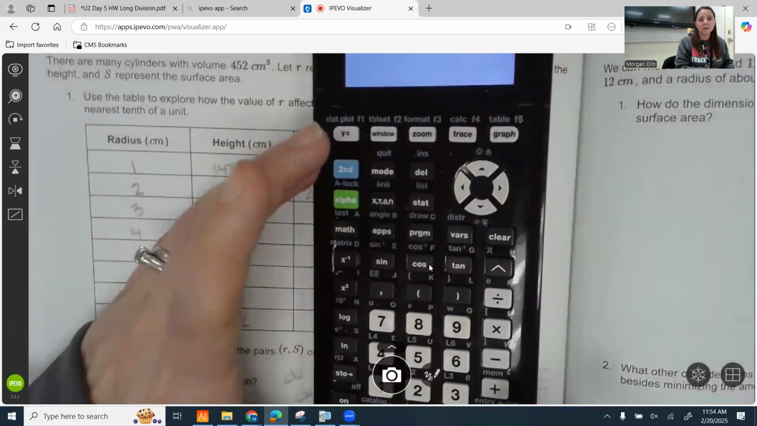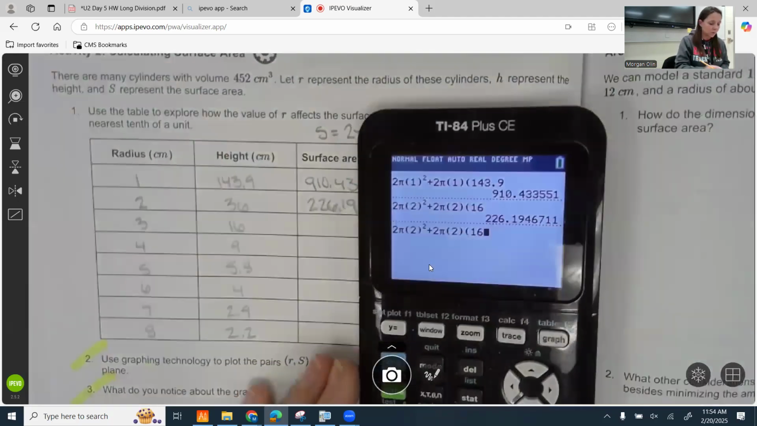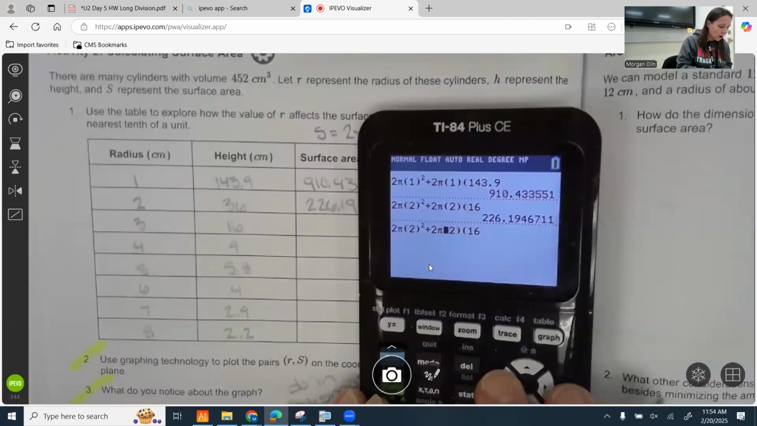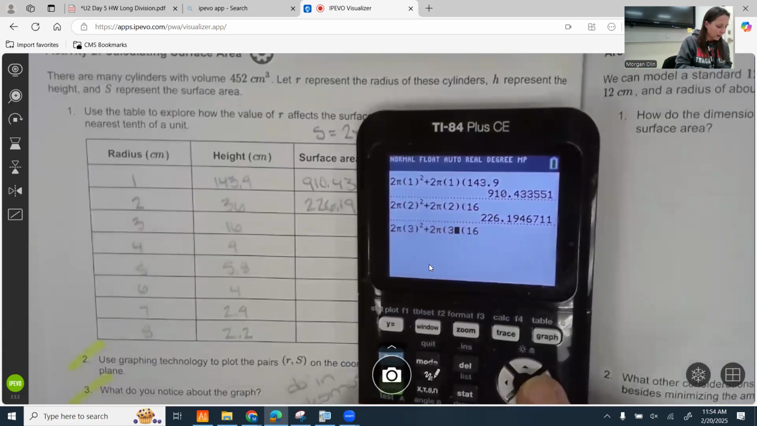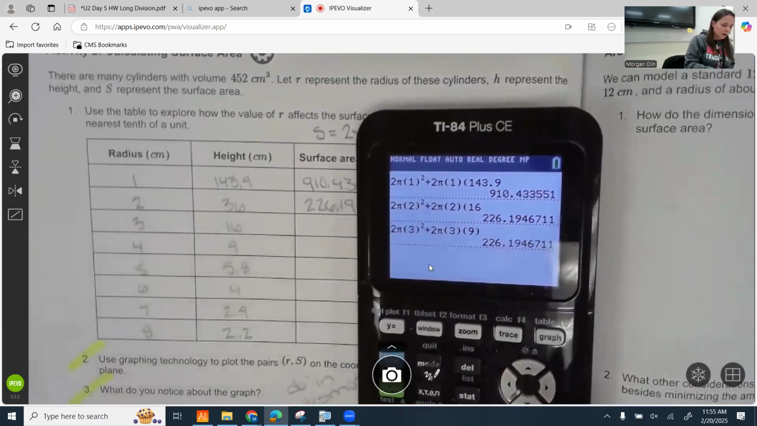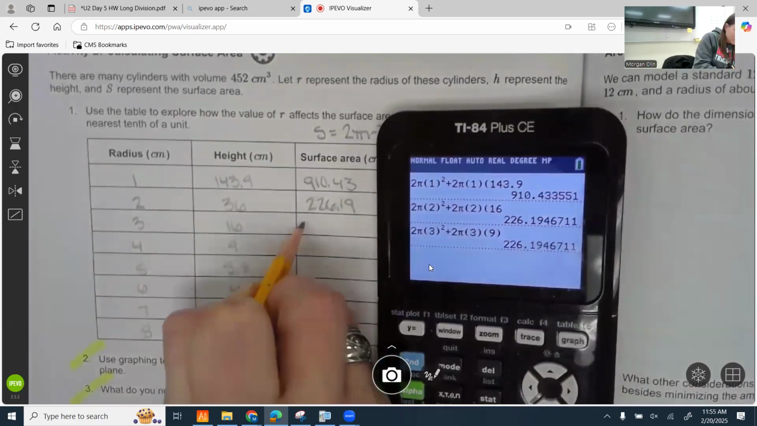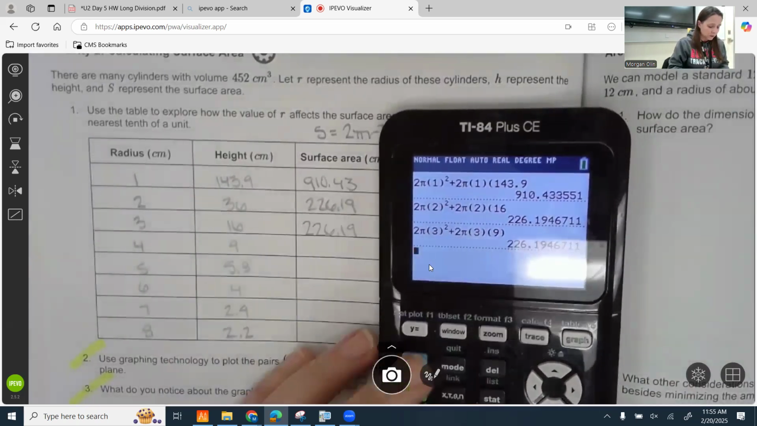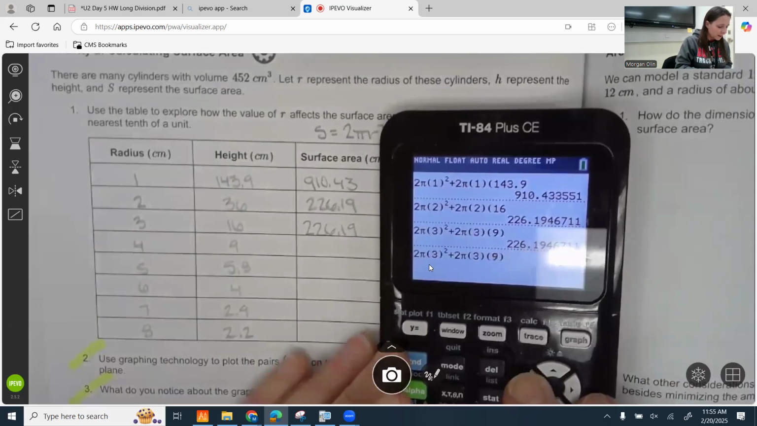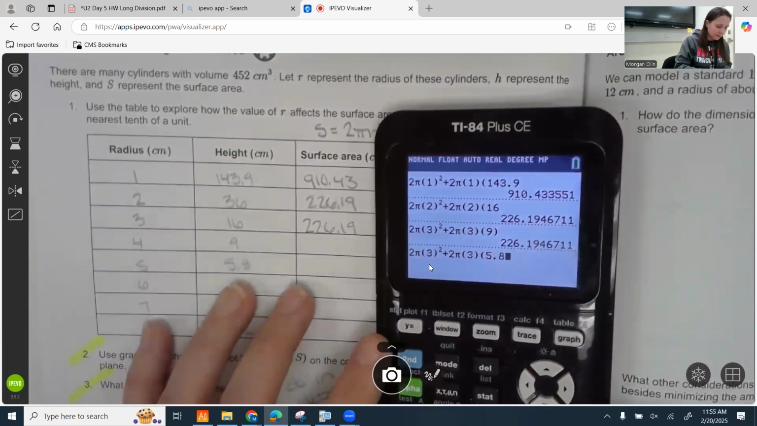All right. Now, if you're using one of these calculators, if you do second and the enter button down at the bottom, it actually puts whatever we wrote. Notice all we're doing is changing the radius, say to 3. And then this time, this changes to 9. Okay, so if I do second enter again, the height now is 5.8.